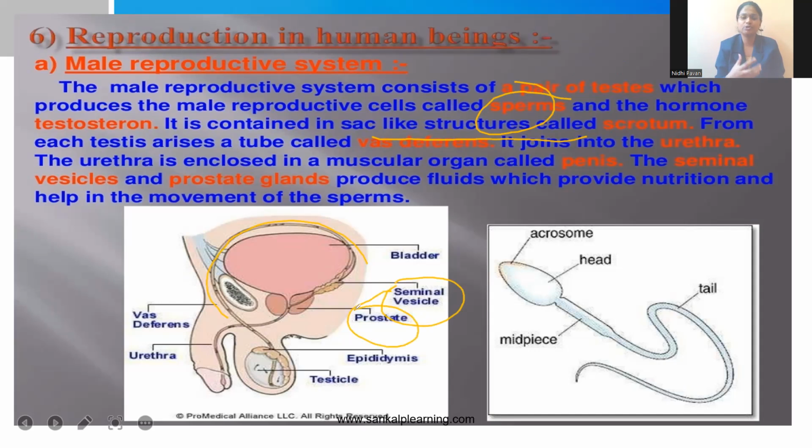They produce fluids which provide nutrition and help in the movement of sperms. As we know, the male reproductive cells or sperms are motile, so for their movement they need energy. That nutrition is provided by the seminal vesicles as well as the prostate glands. They also help in the movement of sperm.